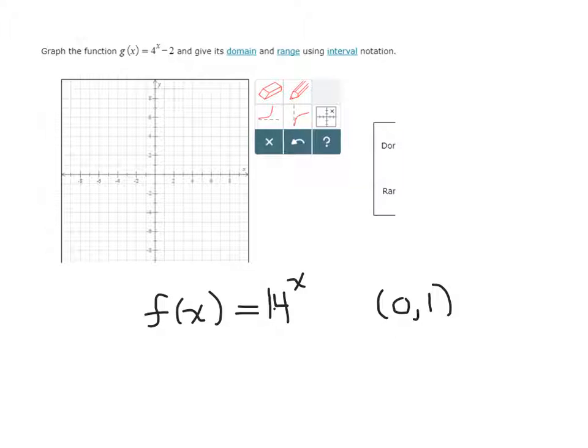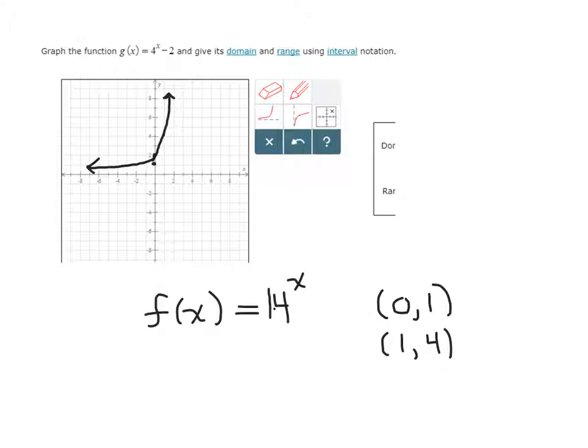If we were to substitute 1 in for x, then 4 to the 1 power is 4. And we could continue to substitute other values in for x as well, but that'll give us enough for us to identify what this exponential growth curve looks like. So if I plot that point at 0, 1 and the other point at 1, 4, knowing that all exponential functions have an asymptote on the x-axis, then our growth curve would look something like that.